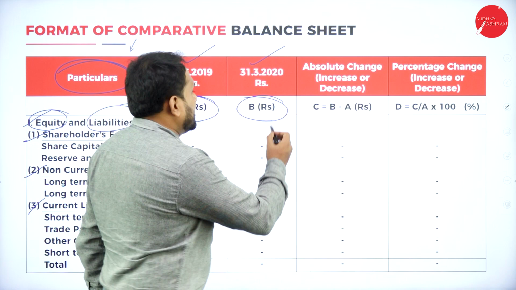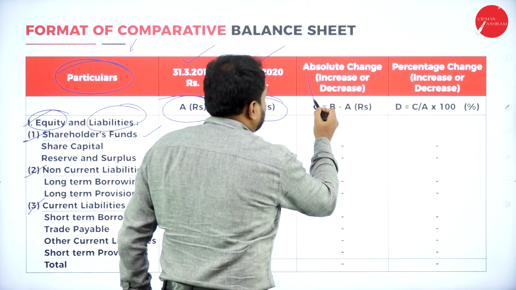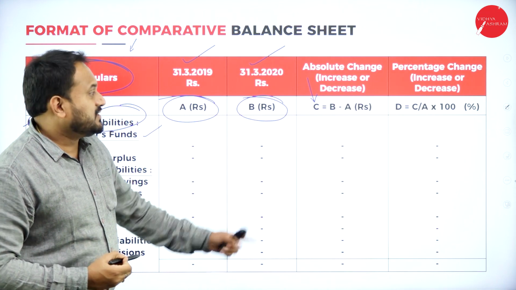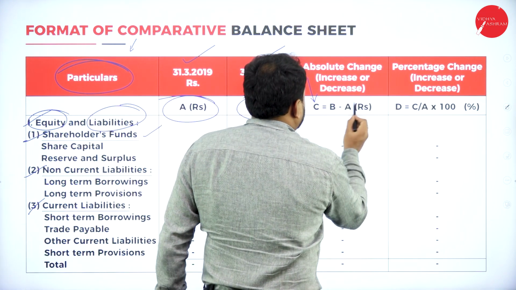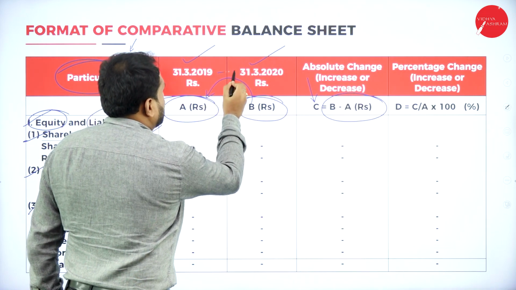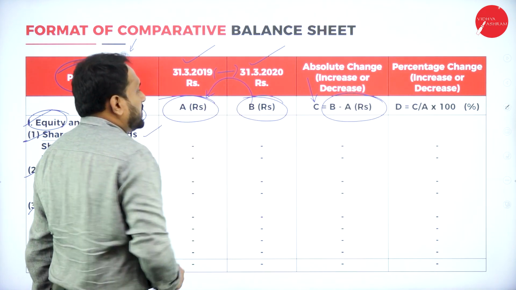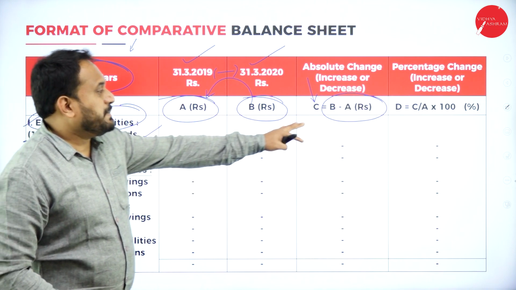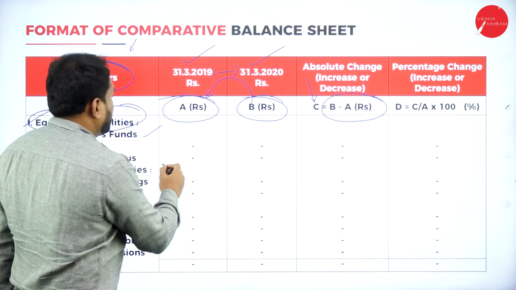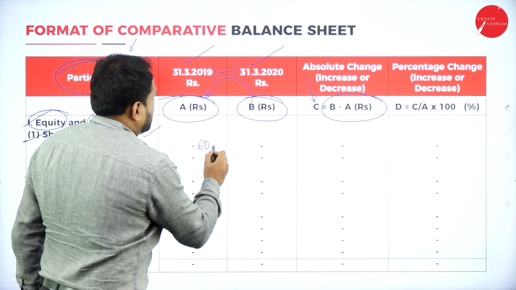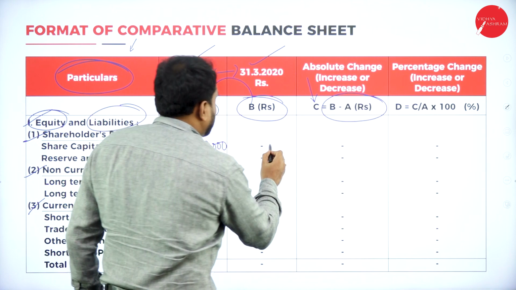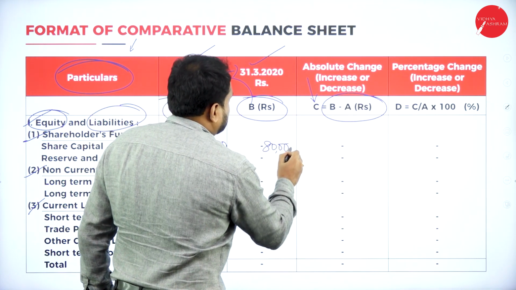Now what happens is, we have this change. That C is called the change. What is this change? This is in rupees. B minus A. That means we subtract B minus A. Say for example, share capital was 60,000 in 2019. Here in 2020, share capital is 80,000.